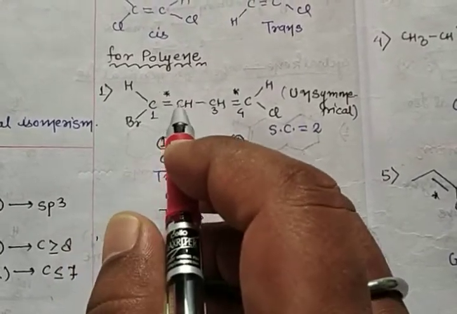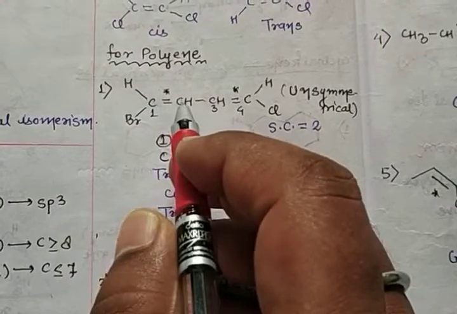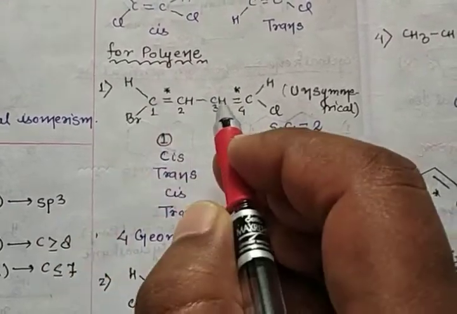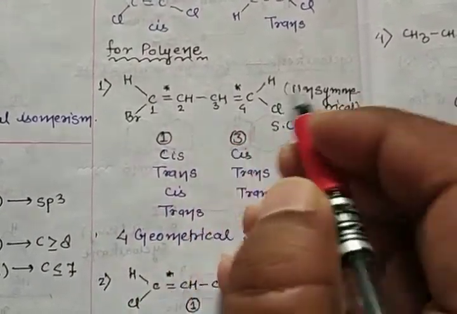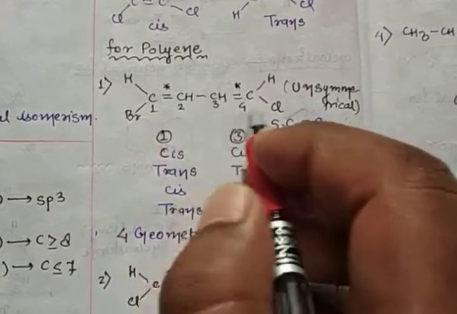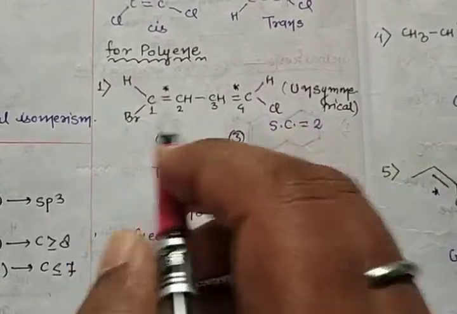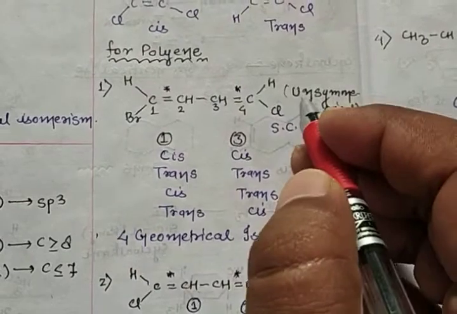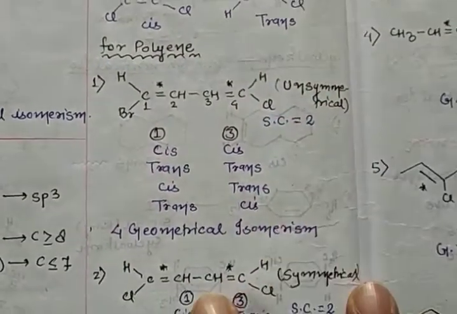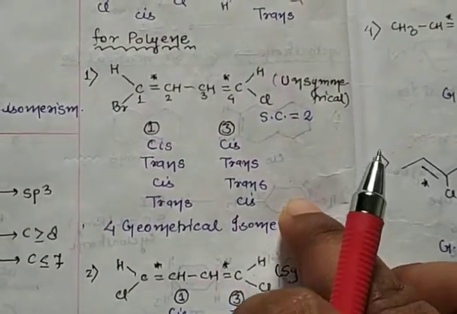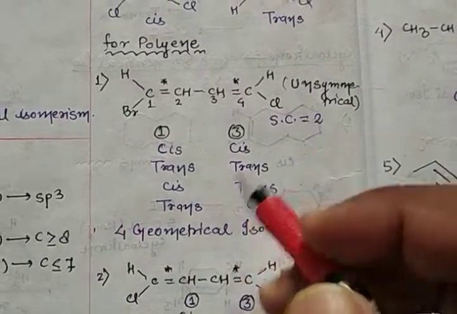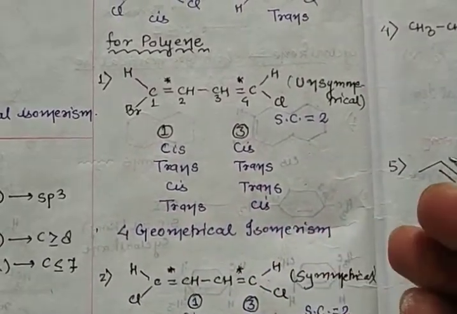In this case, if I cut from here, on the left-hand side there is CH, C, HBr, and on the other side there is CH, C, H, Cl. It means it is not symmetrical: one Br and one Cl, so they are different. This is an unsymmetrical compound. There are two formulas to find how many isomers there are, one for unsymmetrical and one for symmetrical compounds.